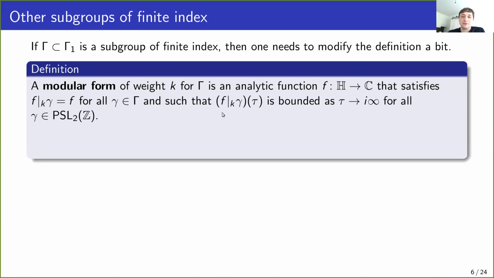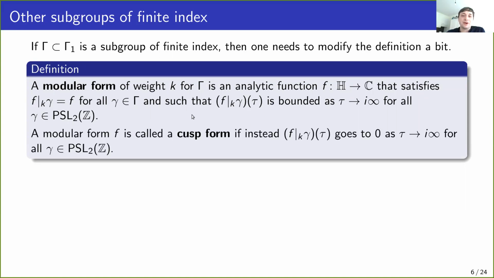And you require that if you apply any element gamma from the full group PSL2Z to the function, you again get a holomorphic function on the upper half plane. One can show that if Gamma is a subgroup of finite index, this has a q expansion, but not necessarily in powers of q, but in powers of some fixed fractional power of q. But this part is not necessarily important. We just require that this thing is bounded when tau goes to infinity, and we require this for all elements of PSL2Z.